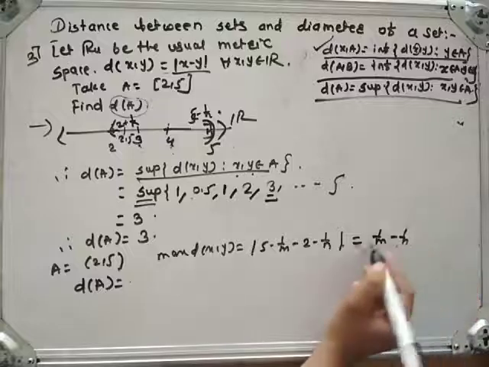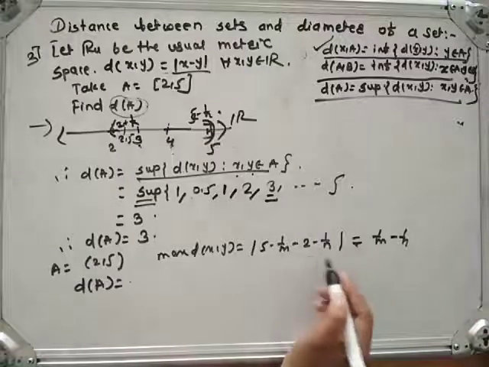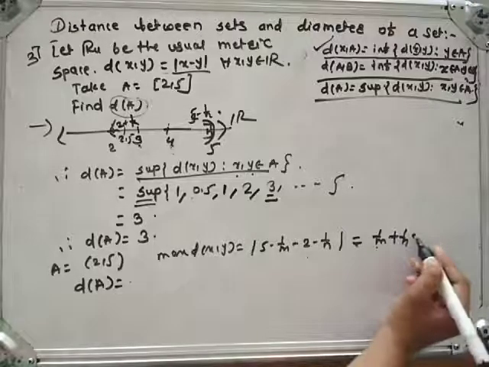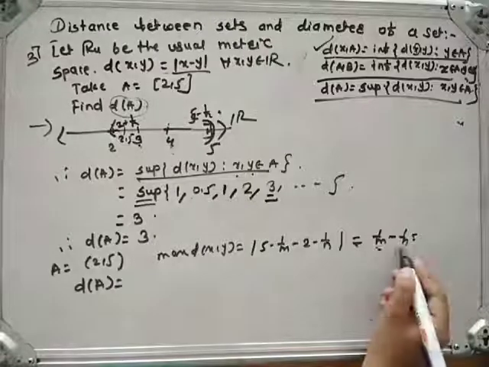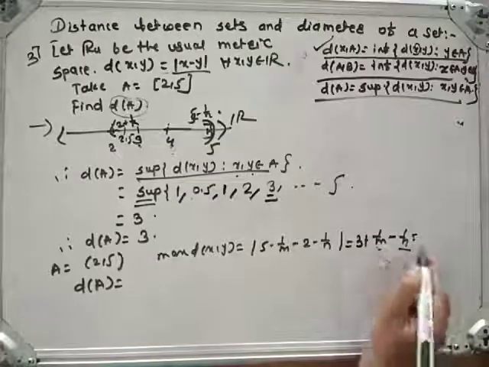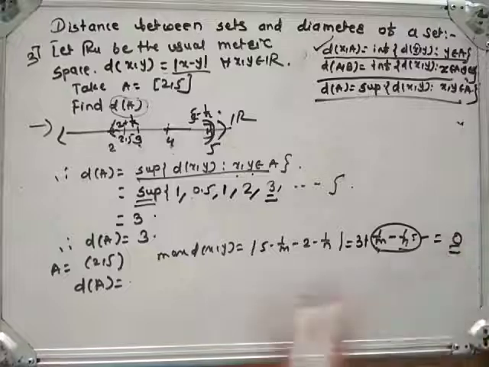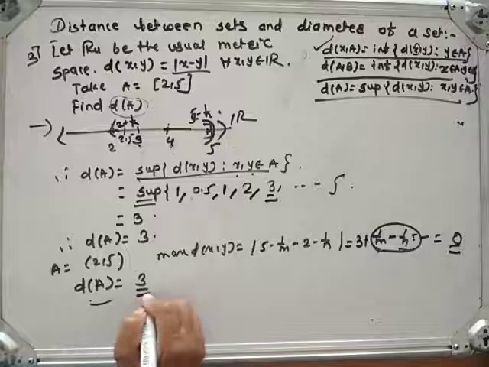As m and n tend to infinity, 1 by m and 1 by n tend to 0. So this is nothing but 3 plus a term which goes to 0, therefore this is 3. Means the diameter of A is 3.